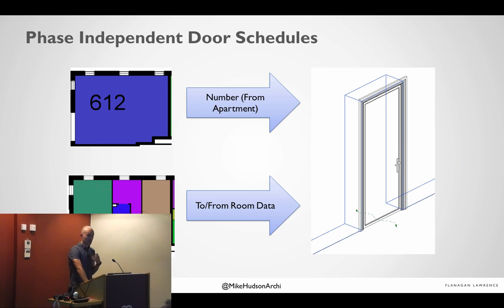Filters set up. And then we started realizing that you can do things where you've got items that are bridging multiple phases, so they can start compiling the information from multiple phases. So, for example, a door can pull the to-from data from one phase, and it can pull the apartment number from another phase, and there's no problem because you're just using Dynamo to circumvent these problems that you might previously have been having.